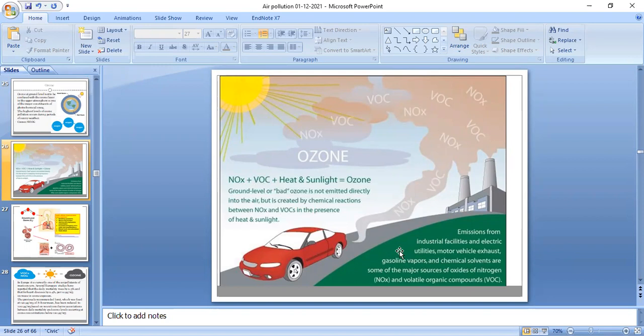Emissions from industry facilities and electrical utilities, motor vehicle exhaust, gasoline vapors, and chemical solvents are some of the major sources of oxides of nitrogen and volatile organic compounds.